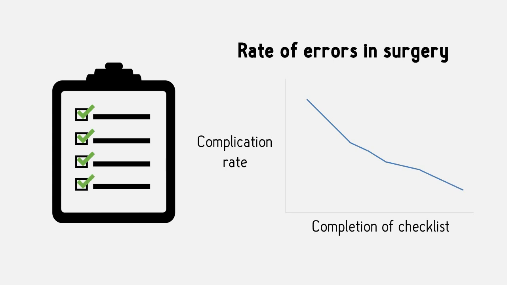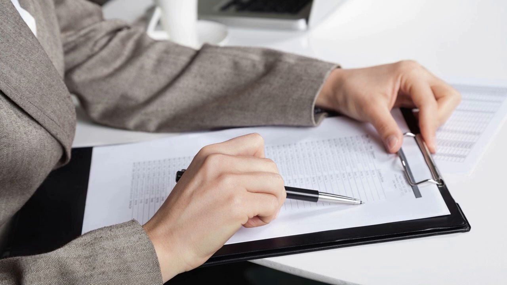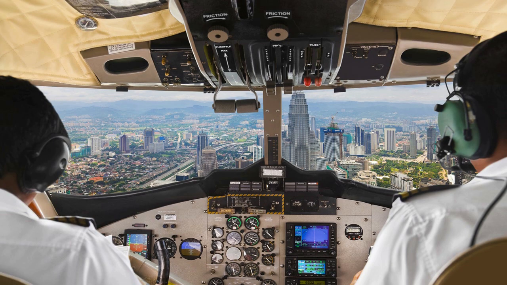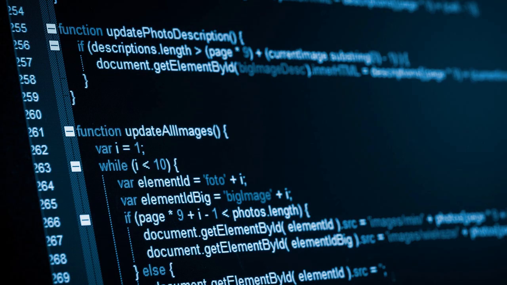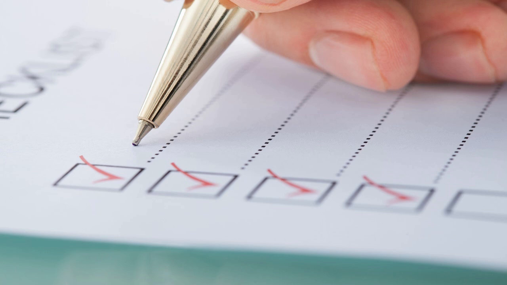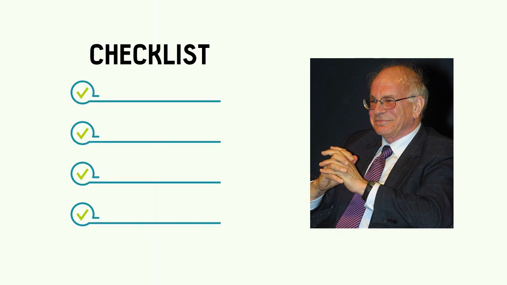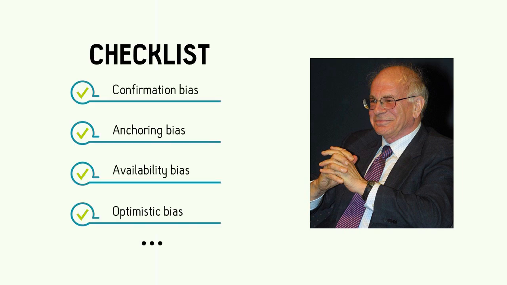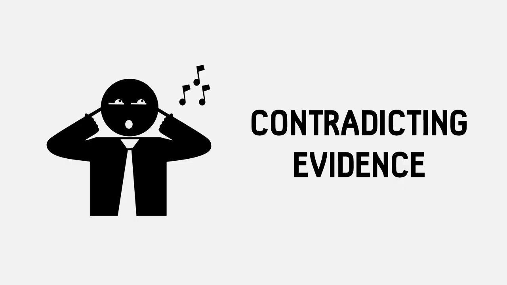Now, before all of this, checklists were already used in a variety of fields like aviation, workplace safety, and software engineering. But now, after seeing its success in surgery too, people have been trying to expand the use of checklists into more domains. For example, Nobel Prize-winning psychologist Daniel Kahneman has suggested using a checklist of 12 cognitive biases when making a business decision. This includes checking for things like confirmation bias, which is when people ignore contradicting evidence.